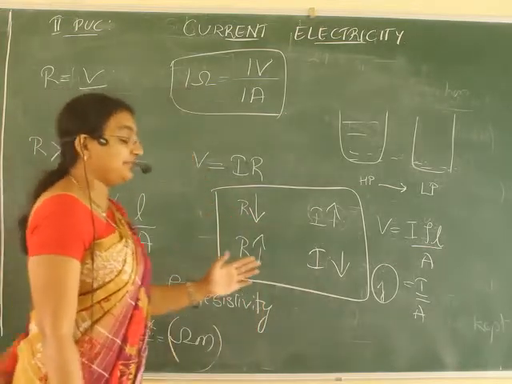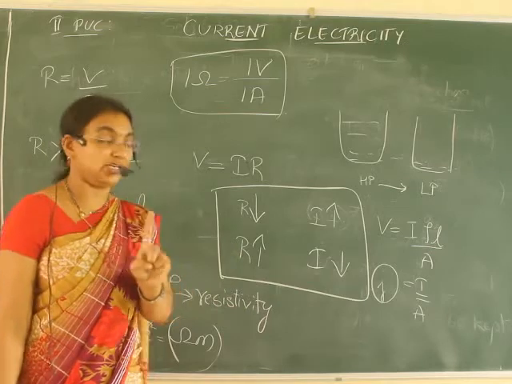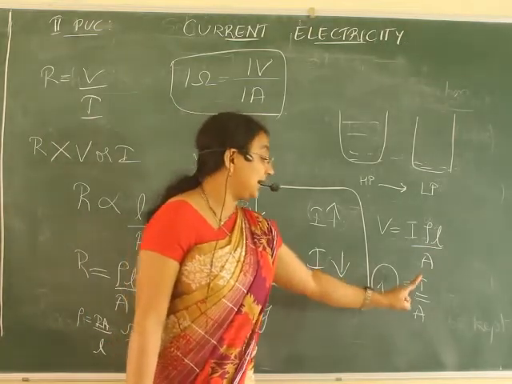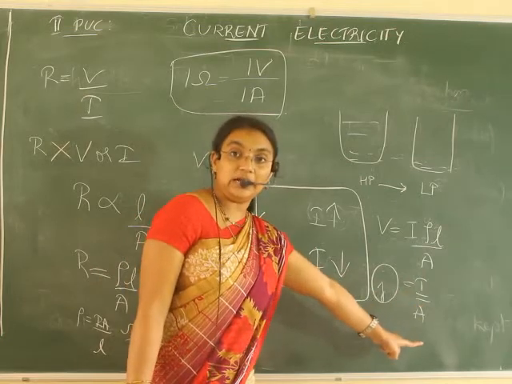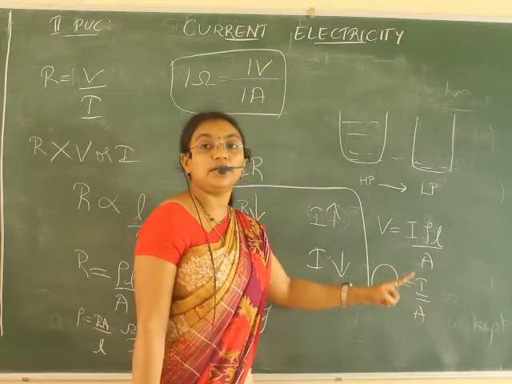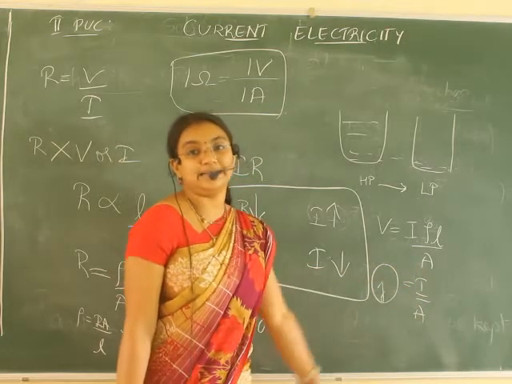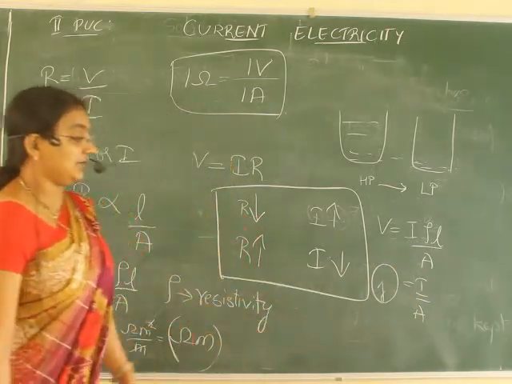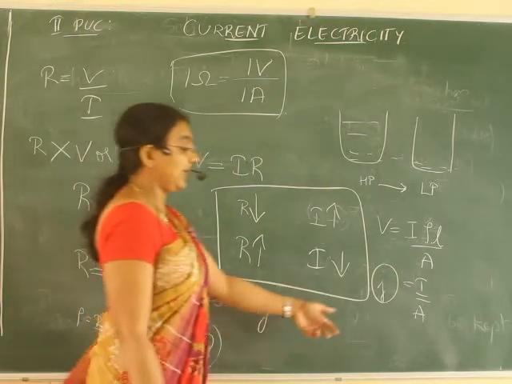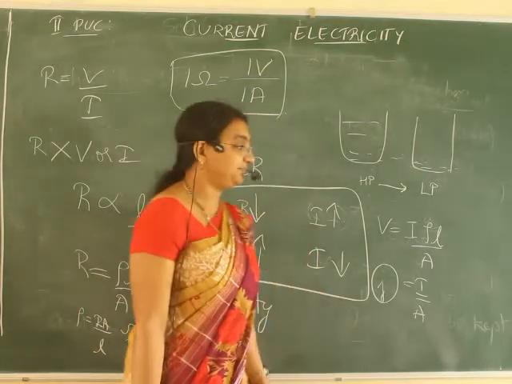So what is the definition? One mark question: what do you mean by current density? Current density is nothing but current per unit area taken normal to the flow of current. So J is equal to I by A. This current density is a vector quantity.